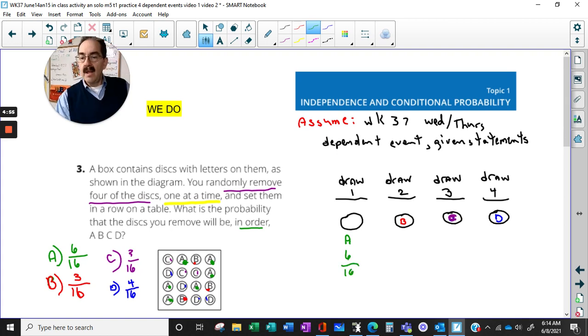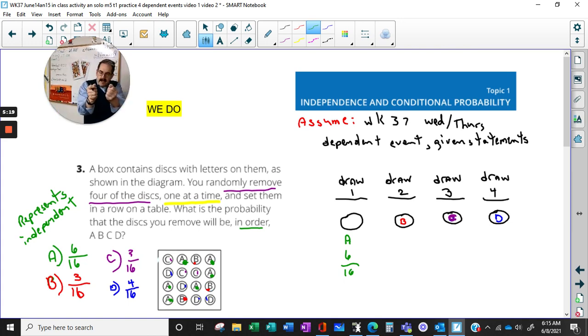Now, this over here represents independent events. Independent. Okay? On the first pull, probability of an A, probability of a B, probability of a C, probability of a D. There they are. That's the independent. This week, we want to go a step further. Dependent. Now, this is a true statement. True.